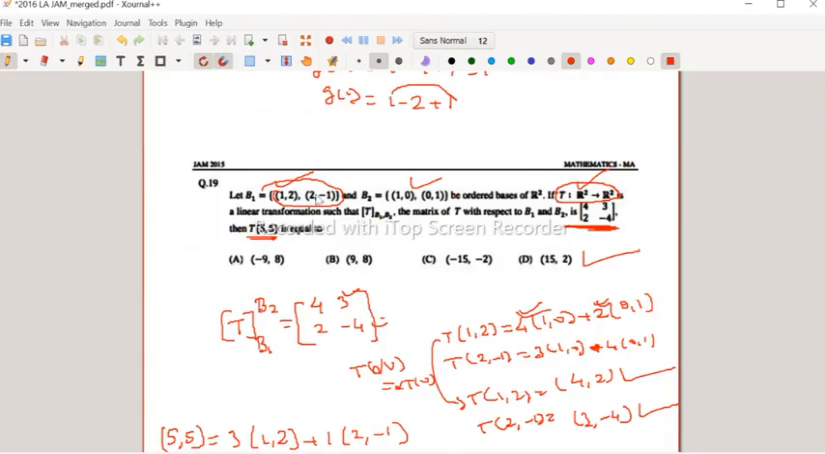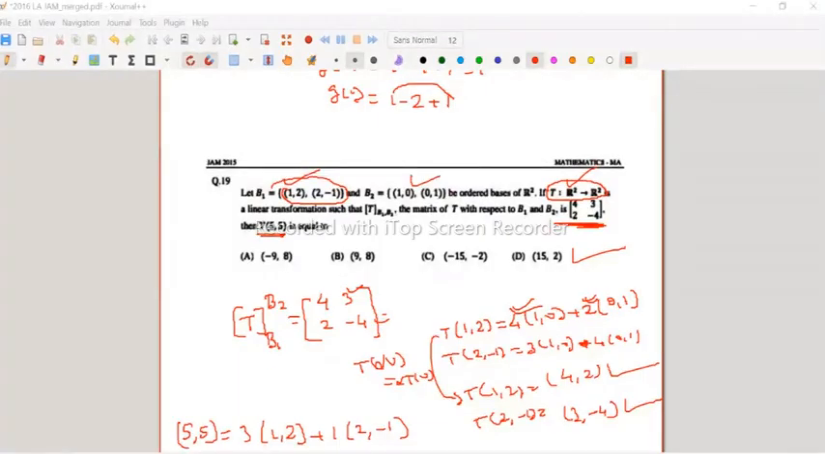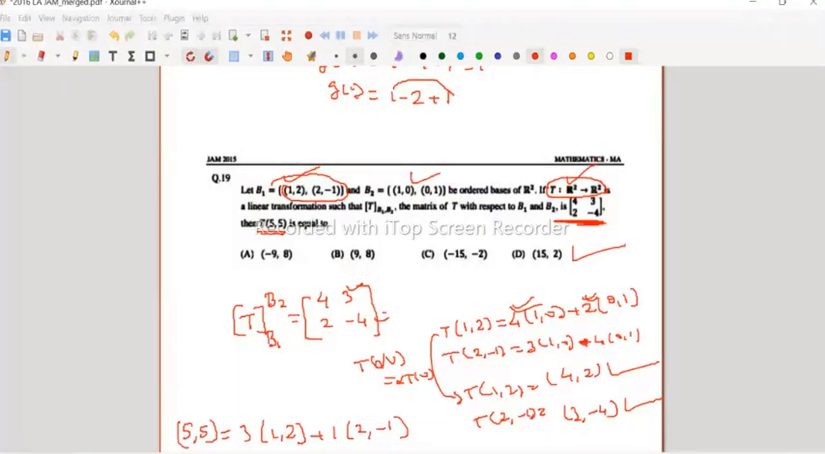So you just have to find out what the basis elements map to. Once you find that, you can easily find the values of the others.